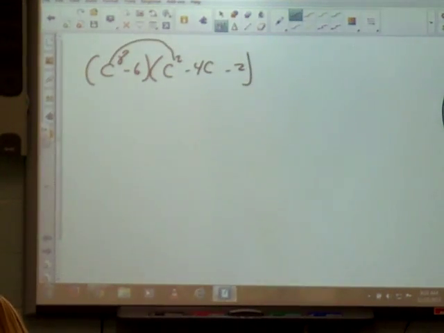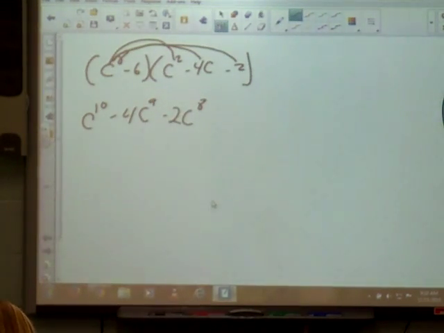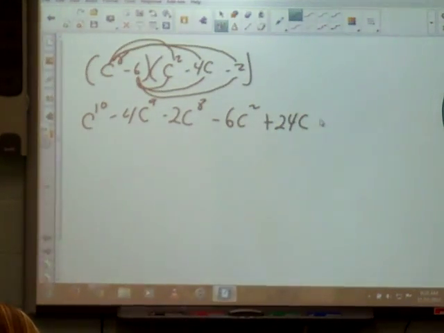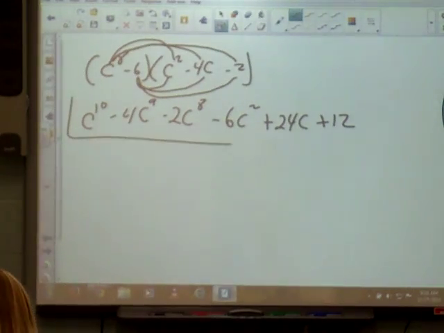C to the 8th times c squared, when you multiply, those powers just get added, so 8 and 2 makes c to the 10th. C to the 8th times negative 4c would be negative 4c to the 9th, because 8 and 1 is 9. And then c to the 8th times negative 2 is just negative 2c to the 8th. Now we've got to take the negative 6 to everything. Negative 6 times c squared is negative 6c squared. It's not a like term to stack that with. Negative 6 times negative 4c is positive 24c. And then negative 6 times negative 2, positive 12. That's it.